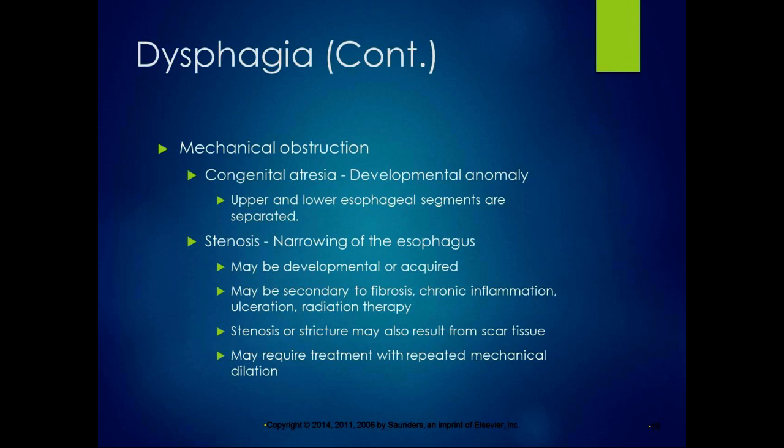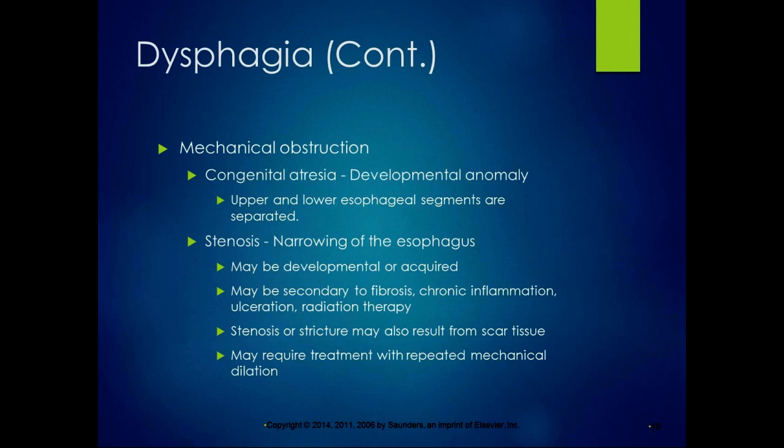Sometimes a mechanical obstruction can be caused by a developmental abnormality where the upper and lower esophageal segments are separated. It can be caused by stenosis, which is a narrowing of the esophagus. So stenosis in anything is narrowing. So you can have stenosis in a lot of different parts of your body.